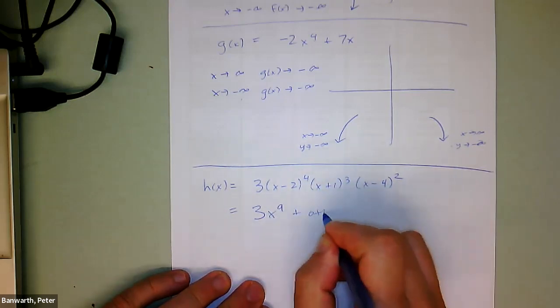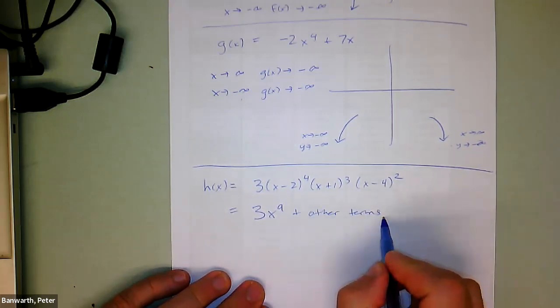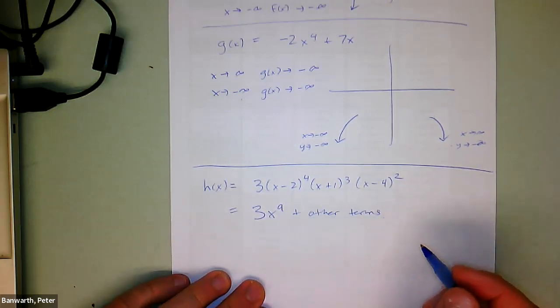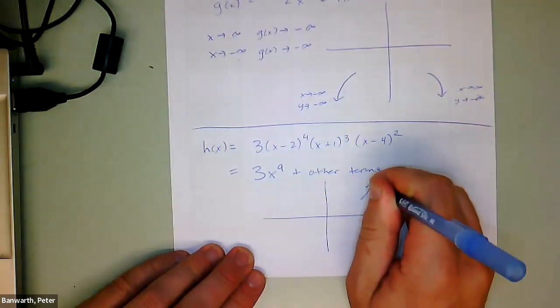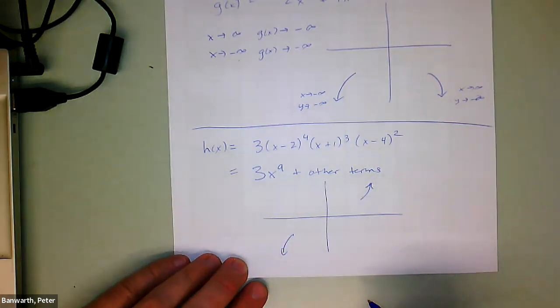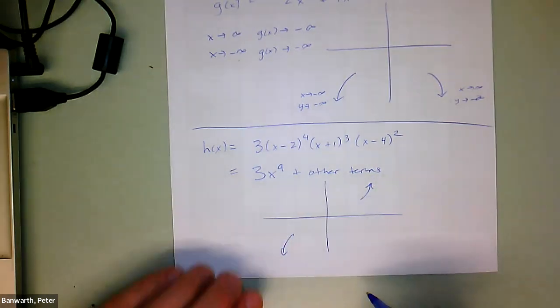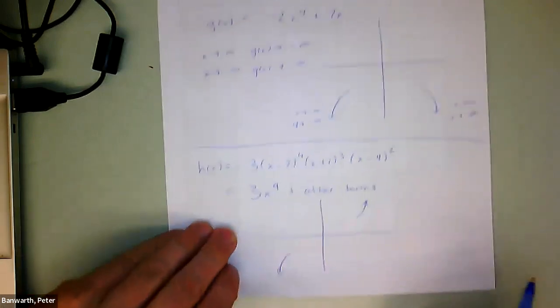And then I have other terms. And those terms are important for my interior behavior, but they don't matter for my exterior behavior. And so once again, just like the function that we started with, the f of x, this one is going to have behavior that looks like that. There are a couple more on the warm-up, and now you can work through those. All right, so that's end behavior.